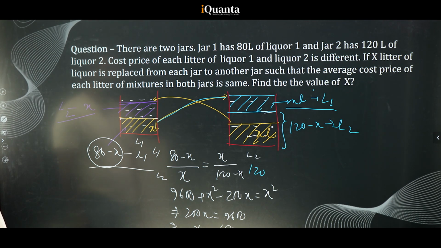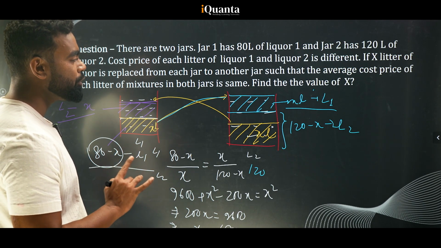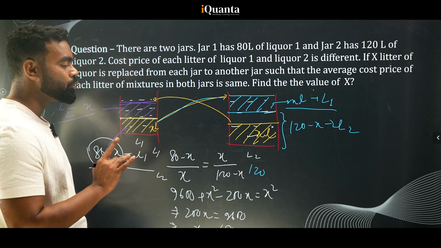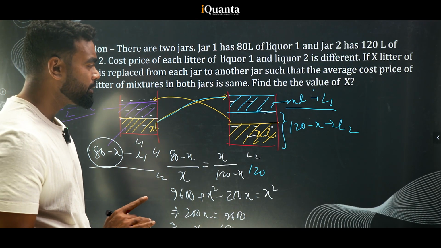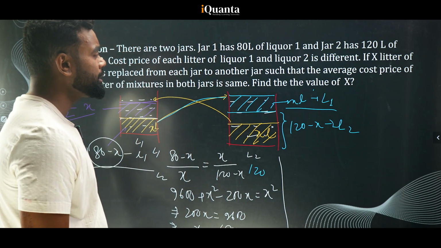Then only the ratio will be the same. So I hope you have understood how I solve this question. Remember one thing, the concept here: in each jar, the ratio of the 2 liquids has to be the same. If the ratio of the 2 liquids is the same, then only we can use this thing directly. Remember this very carefully. Now there is a shortcut to solve this type of question also.